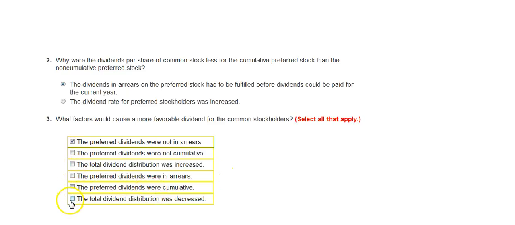So the other situation is when the preferred dividends were not cumulative. And then the final situation that would make it more favorable for the common would be if the entire dividend were greater. The total dividend distribution was increased. And that's the end of our problem. So you can try this as your practice problem in Connect, or you can go right to your homework problems. Have a great day.